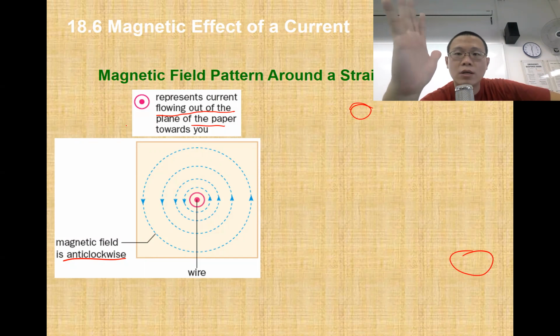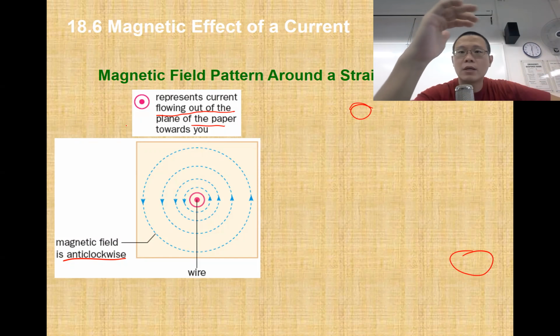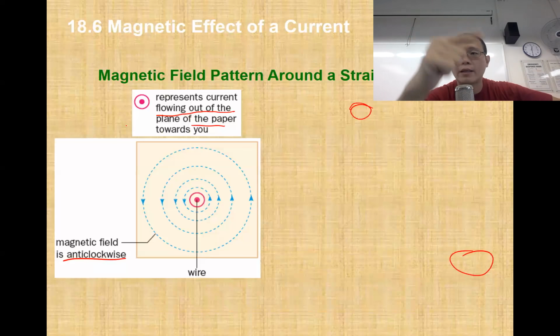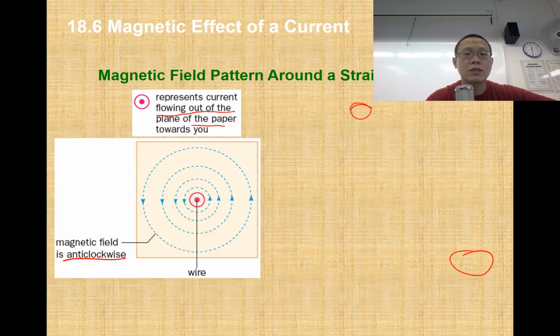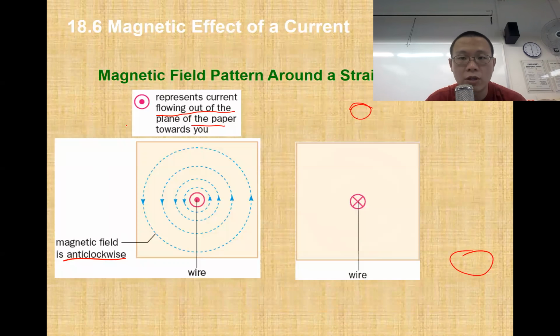So the thumb will be the current. Then you curl your fingers in this motion. You will find that the fingers represent the field lines. So you will curl in what we call the anti-clockwise motion. This is how we use the Maxwell right hand grip rule version 1.